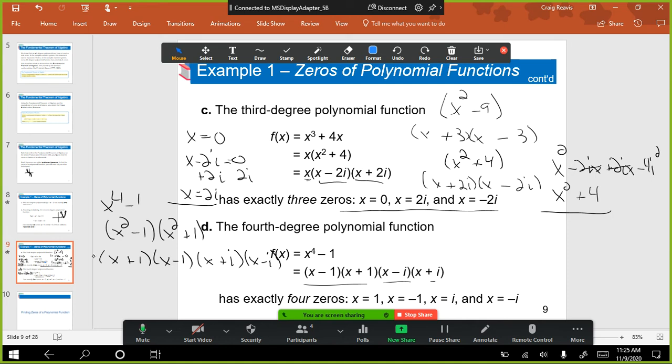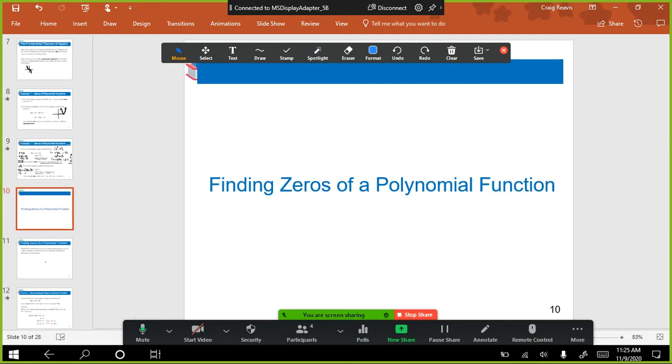And then that's where they get the 4 zeros of 1, negative 1, i, and negative i, because when you set all those equal to 0 and solve, that becomes negative 1. This becomes positive 1. This becomes negative i. This becomes positive i. All right. So that's going to start coming into play as we do this. This is the main part of what we're doing today: finding zeros of polynomial functions.